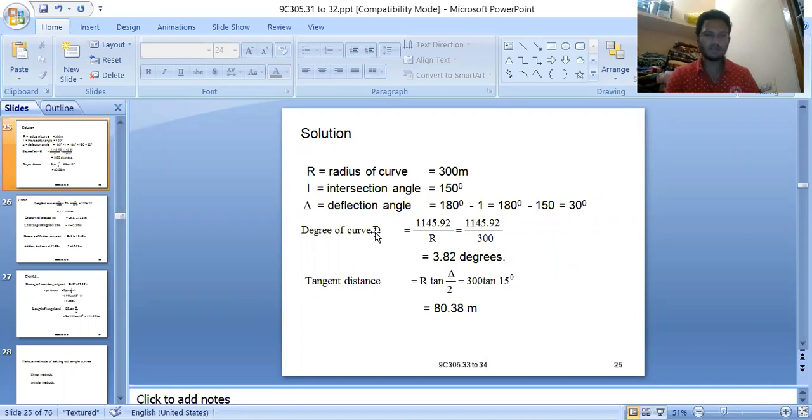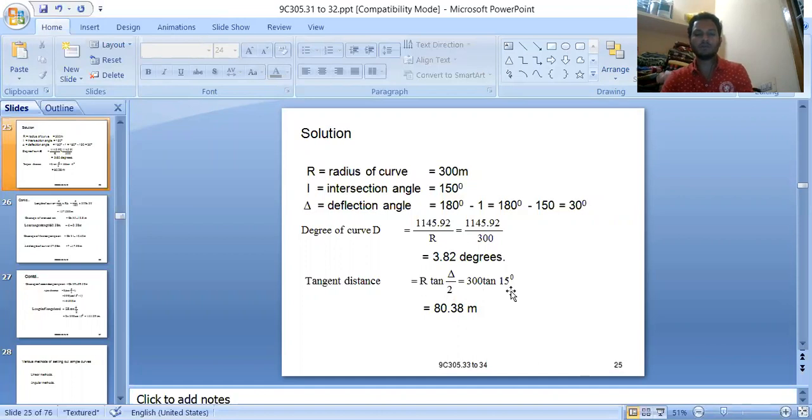Degree of curve is 1145.92 by R, which is 3.82 degrees. This is the formula we have already derived, and we can substitute here. We will get 3.82 degrees. Tangent distance is R tan delta by 2. We have to know these formulas before solving any problem. We have 5 elements, and for these 5 elements we have to know the formulas. For tangent distance, the formula is R tan delta by 2. This is 300 tan 15 degrees.